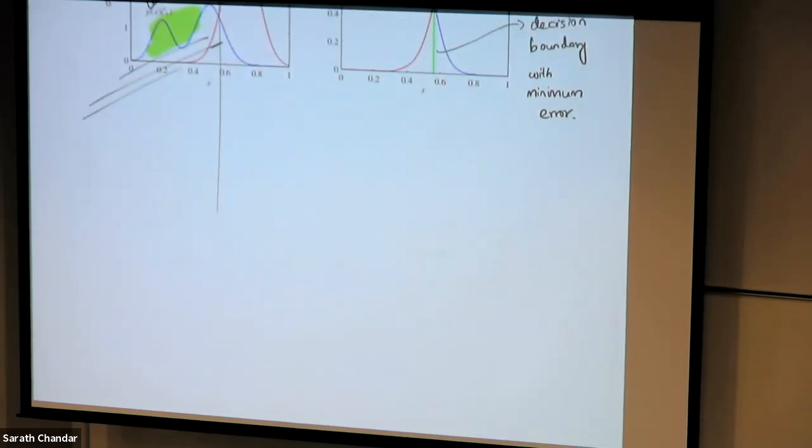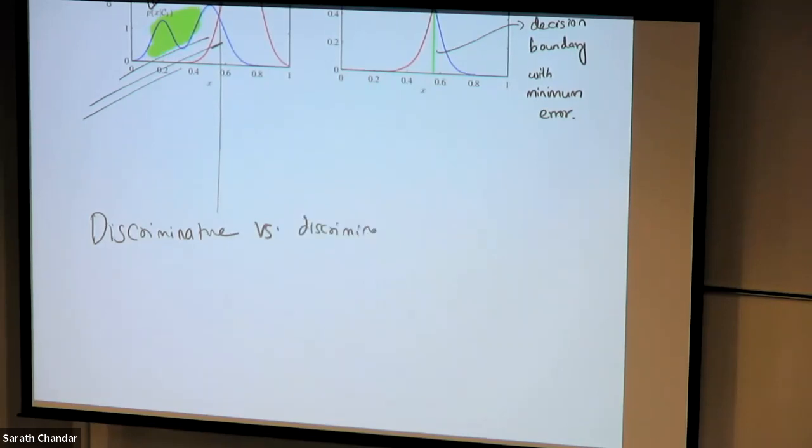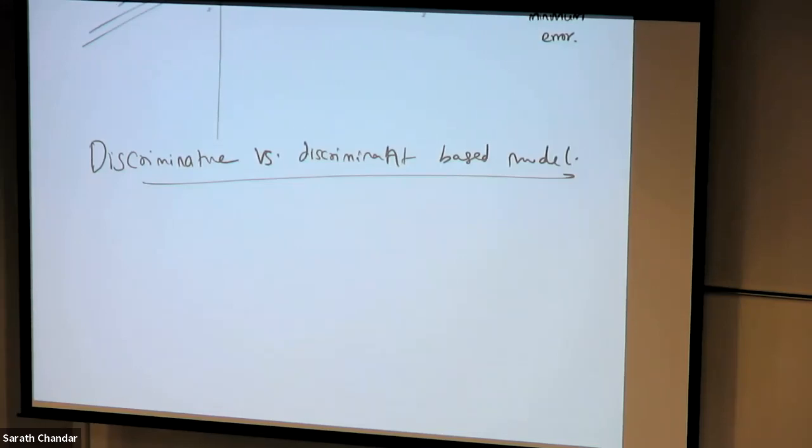Now let's talk about discriminative versus discriminant based models. Discriminant based models are even more simple. In the case of discriminant based models, you don't even have P of Ck given x. You directly estimate f of x. So discriminative is P of y given x, while discriminant is not P, it's just f of x.